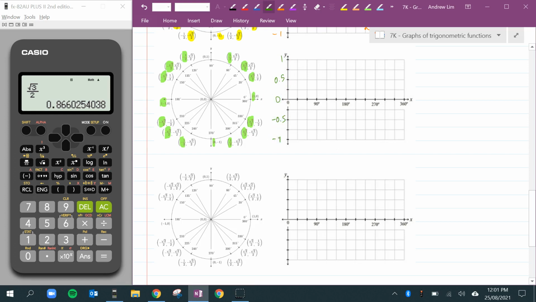So the cosine of 0 is 1. Cosine of 30 degrees is root 3 on 2, which is 0.87-ish, right up here. Cosine of 45 degrees is root 2 on 2, which is about 0.71.